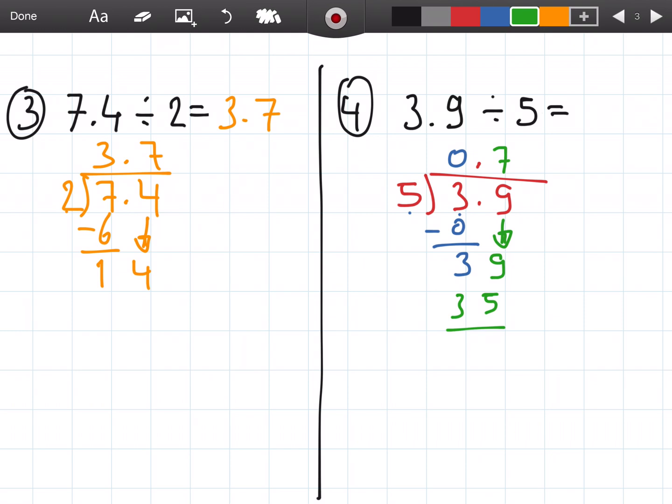Okay, and 39 minus 35 is 4. Now, we can't do 5 into 4, but what we can do is add an extra 0 at the end, because 3.9 is the same as 3.90. And we can bring down that 0 to say how many times does 5 go into 40. And we know that 5 times 8 is 40. So our final answer there for 3.9 divided by 5 is 0.78.